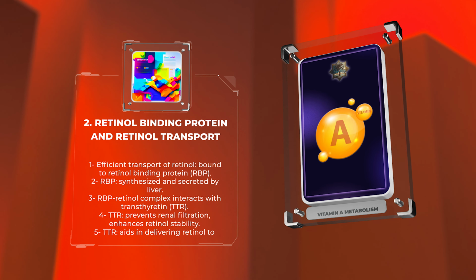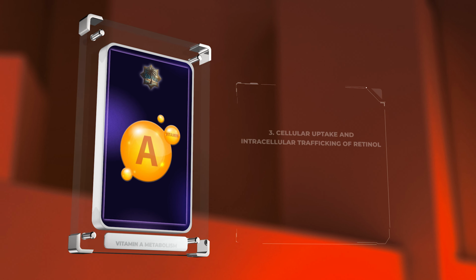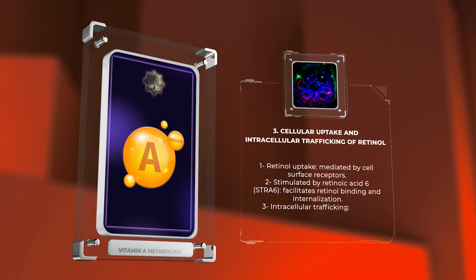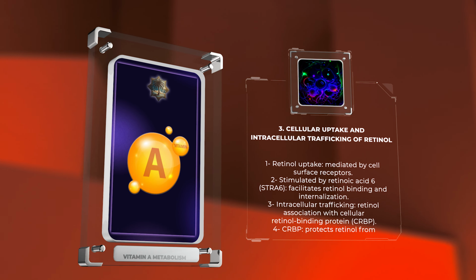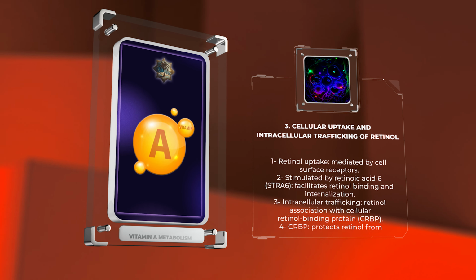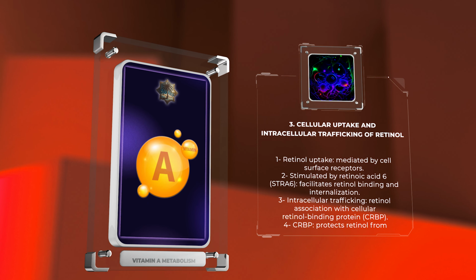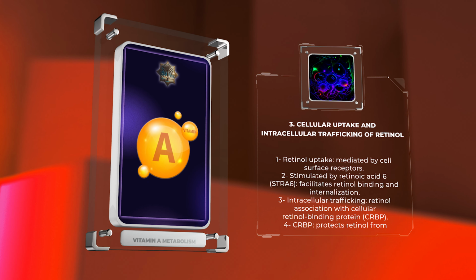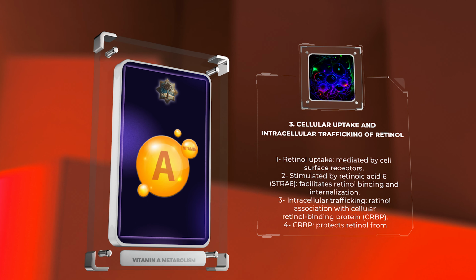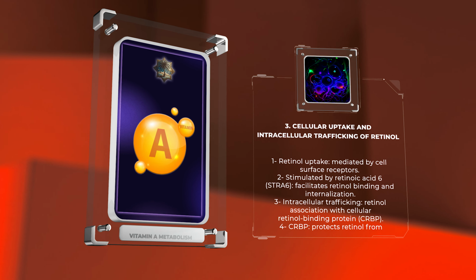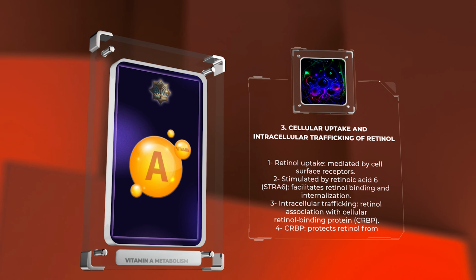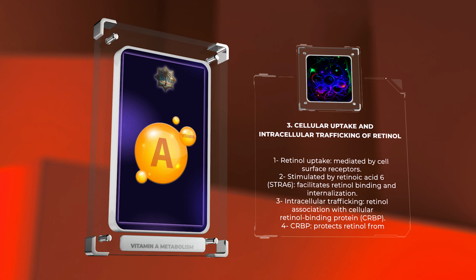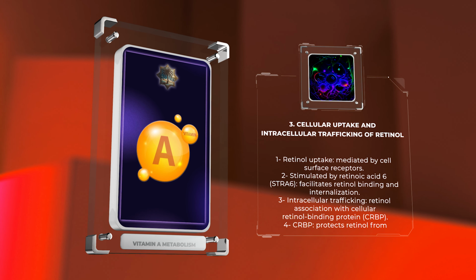At the cellular level, retinol uptake is mediated by cell surface receptors, such as stimulated by retinoic acid 6, STRA6. STRA6 facilitates retinol binding and internalization into cells. Intracellular trafficking of retinol involves its association with cellular retinol binding protein, CRBP, which protects the molecule from oxidation and guides it to specific retinol metabolizing enzymes within the cytoplasm.